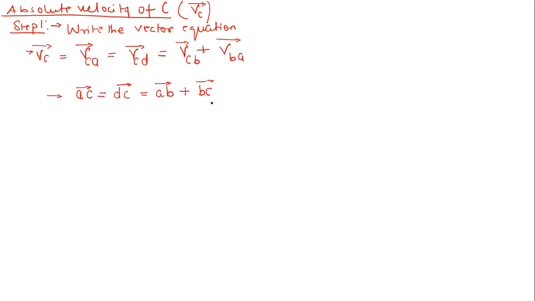So do you agree with this? Is this clear? This step is clear to all of you? This is nothing, I have just written it in this notation. So this is simply velocity of C with respect to A is equal to velocity of B with respect to A plus velocity of C with respect to B. Nothing else. So now let us move to step 2.